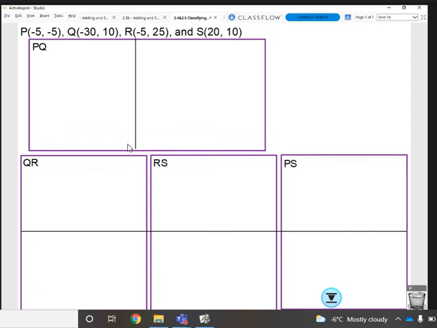Tons of space here. We said we're going to be calculating the length. So the length of a line formula is something like AB equals the square root of x2 minus x1 squared plus y2 minus y1 squared. And then we're also going to have to calculate the slope of each line, which is y2 minus y1 over x2 minus x1.